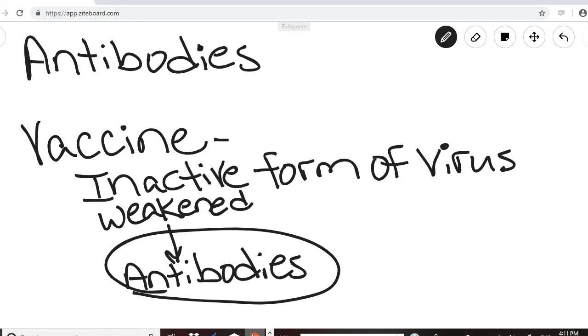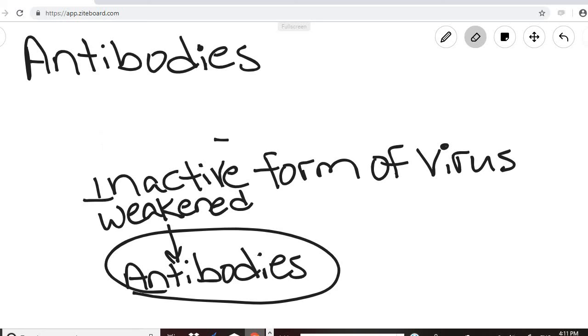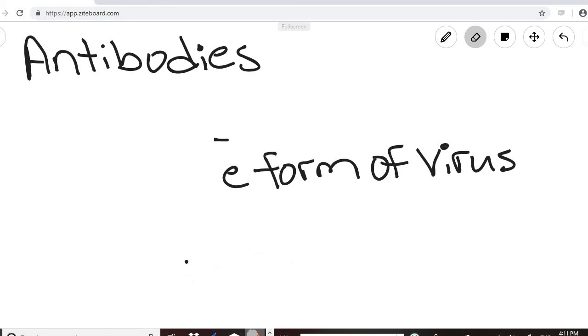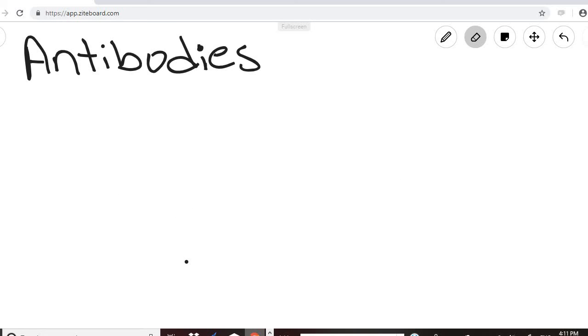Okay, so that's a little bit about how viruses reproduce, because they can't reproduce in the usual way. They kind of hijack other cells' DNA and use those other cells to reproduce. Okay, I think we'll stop there.